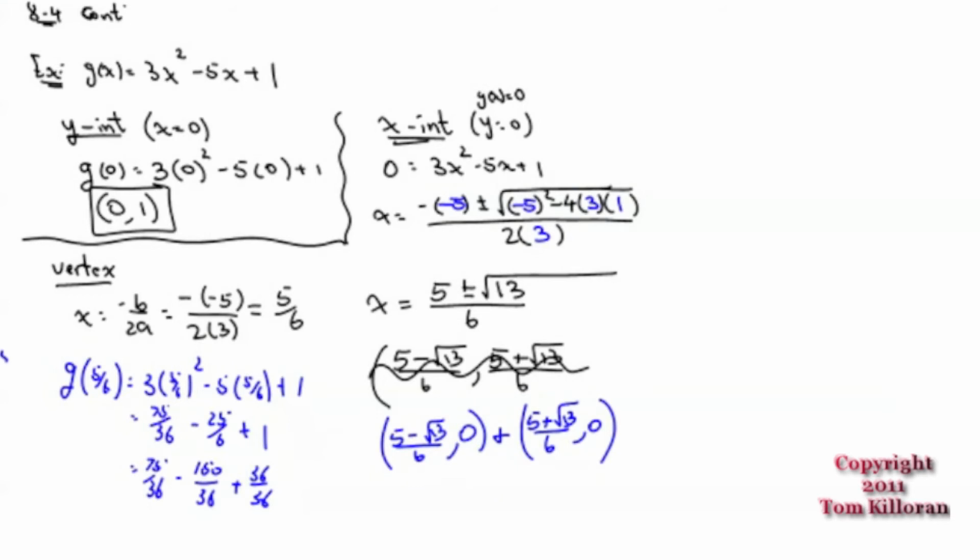Negative 75 plus 36, borrow, 6, 15, 9, 39. So the answer is going to be negative 39/36, also known as negative 13 over 12. Yay! So the vertex of this thing is going to have a coordinate of x equals 5/6, y equals negative 13/12.